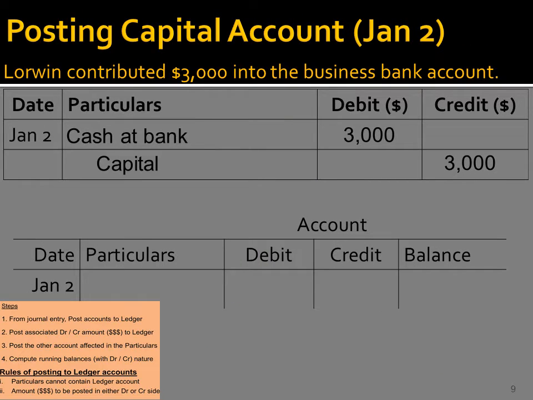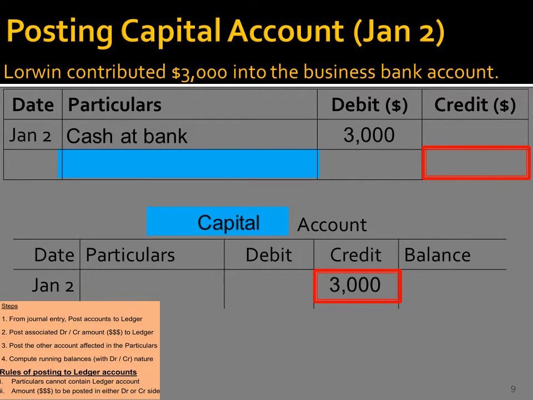After I have posted the cash at bank account, I would now need to post the capital account. So we have technically only completed half of the posting process for the transaction. Let's post the capital account to the ledger. Step 1, we post the capital account to the ledger. Step 2, we will post the associated amount, credit in this case, to the ledger account.